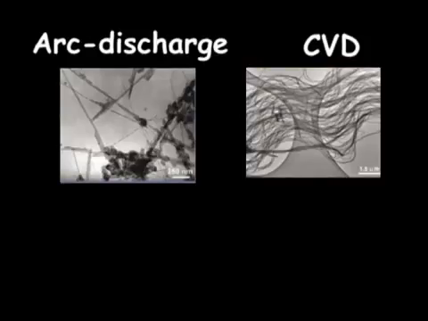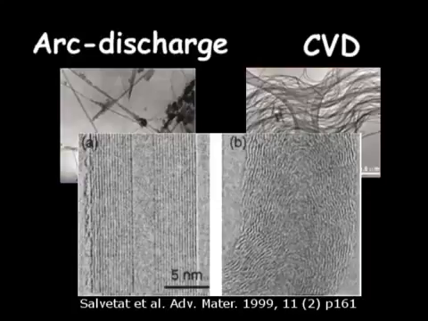These two images are an example from each sample. There you see how the arc discharge tubes are much more straight, more perfect, while the CVD tubes are more wavy, because they have many more defects in their walls.